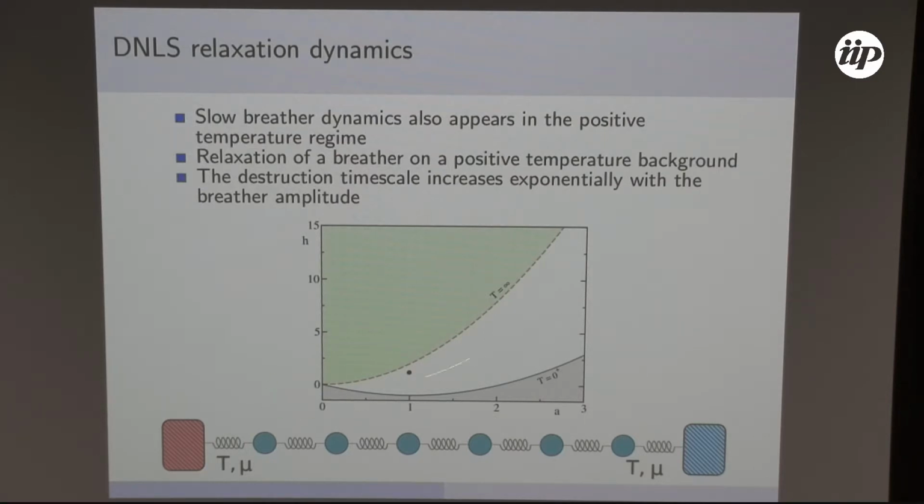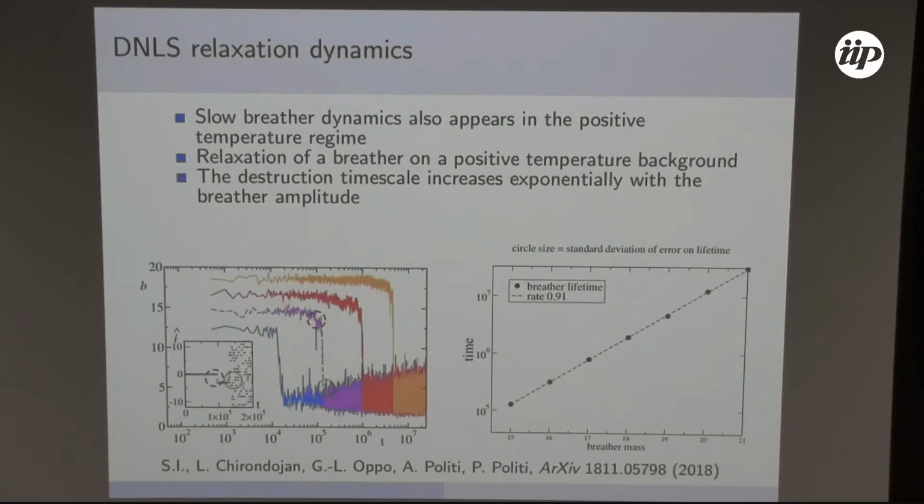So here is the setup that I'm going to consider. Here I take a background at positive temperature. Here I consider the discrete nonlinear Schrödinger equation, and I put one breather. Since I want to be sure that the background stays at positive temperature, I connect this chain with an external heat bath that fixes the temperature to a positive one. So here is the setup. Then I excite one breather here. And what happens is this.